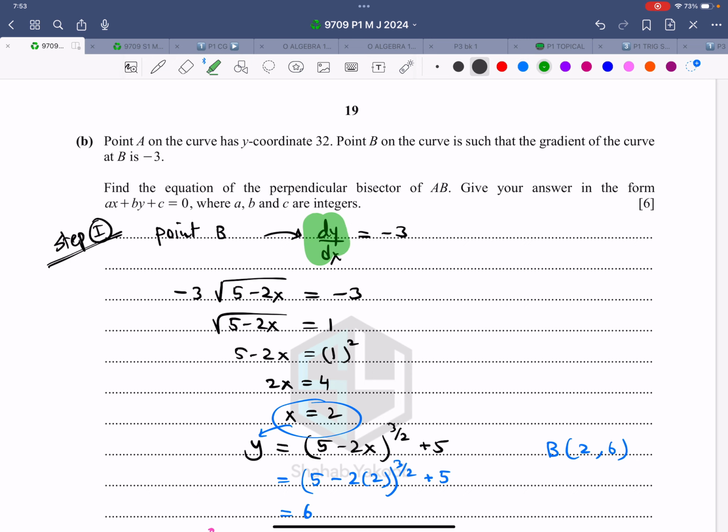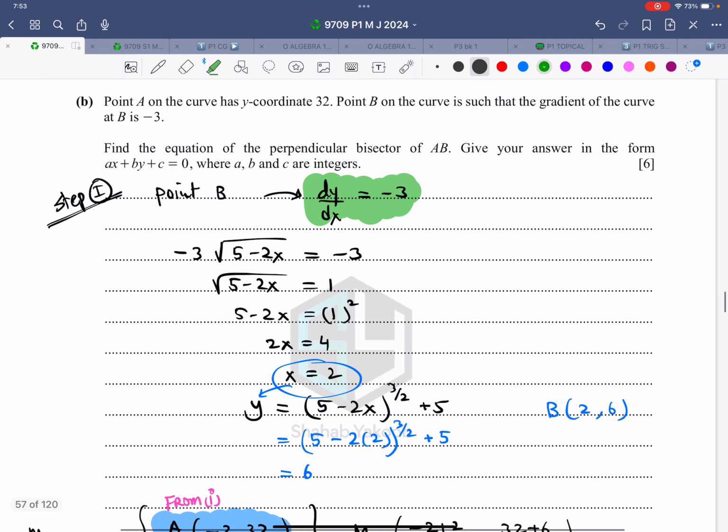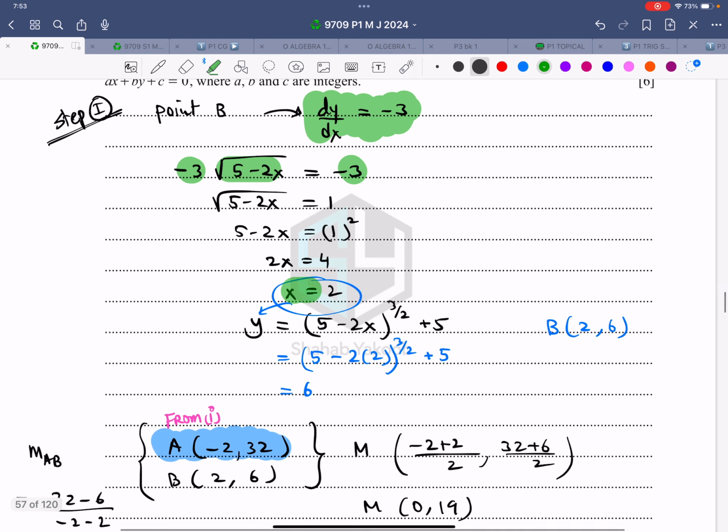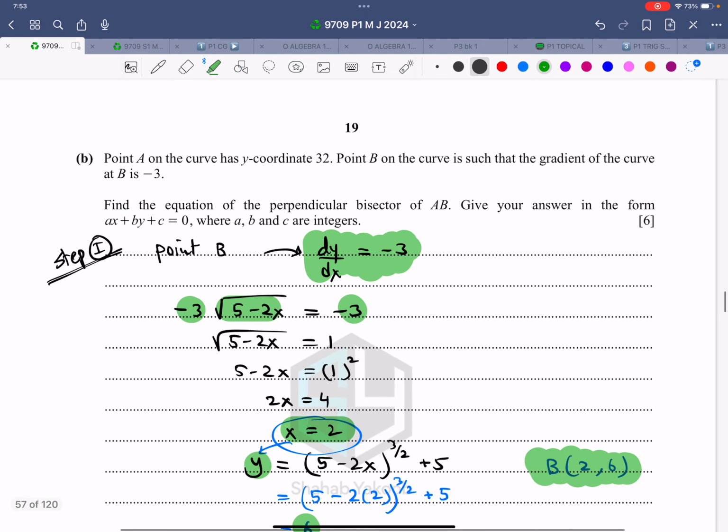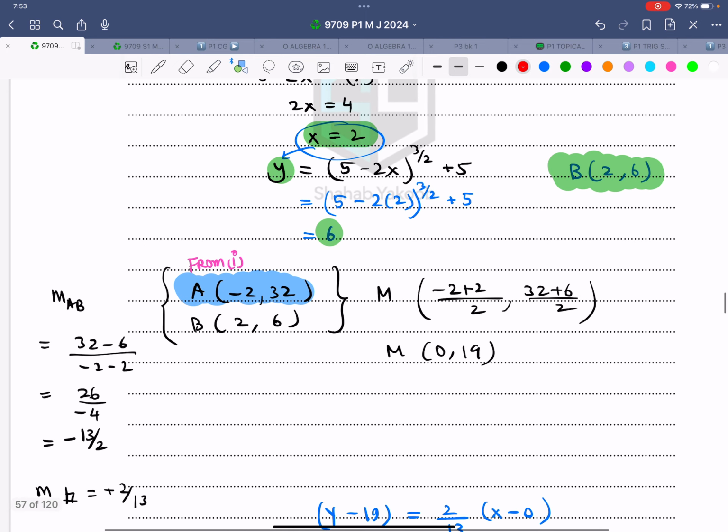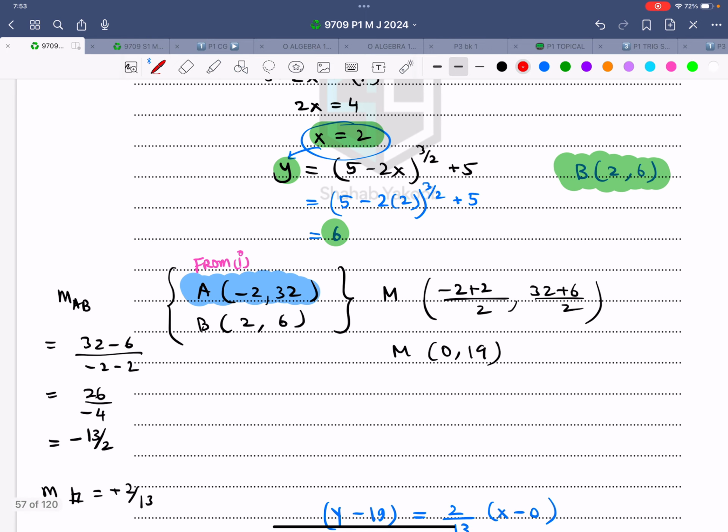So now step number 1, that is point B is such that the gradient is negative 3. So now if this gradient is negative 3, we take dy by dx, we equate it to negative 3, we solve, we get x is equals to 2. We plug in the y coordinate, we get 6, and this is what we get, B, which is 2 comma 6. Now once you obtain this, then it's a basic coordinate geometry question. What is that coordinate geometry question? That is about perpendicular bisector of AB. That is very simple. All you have to do is to give the answer in this form where A, B, C are integers. So now we have A, we have B, we find the midpoint.